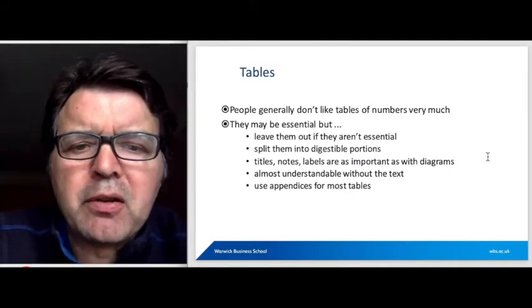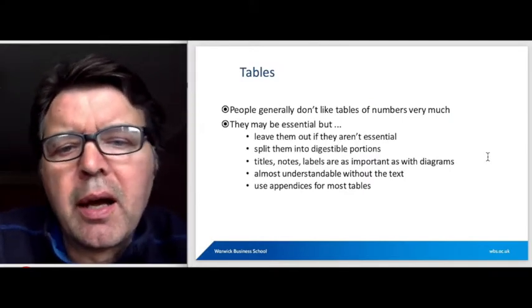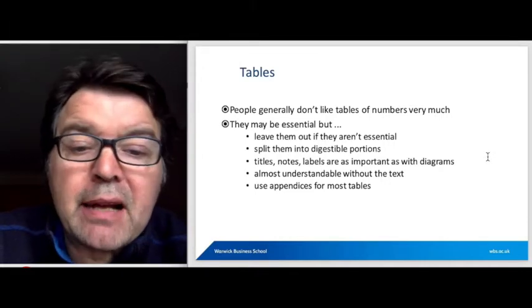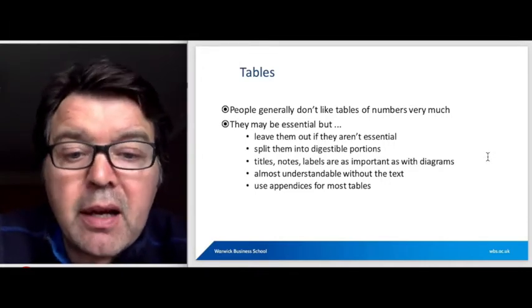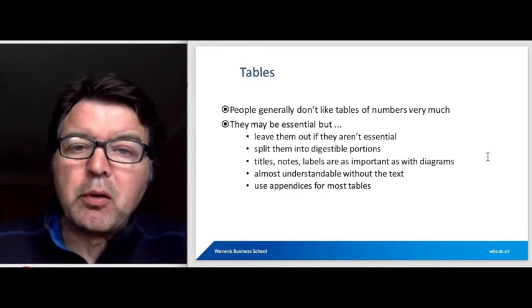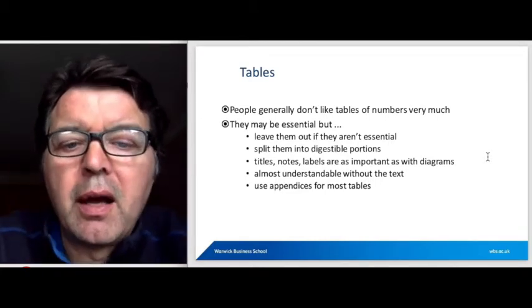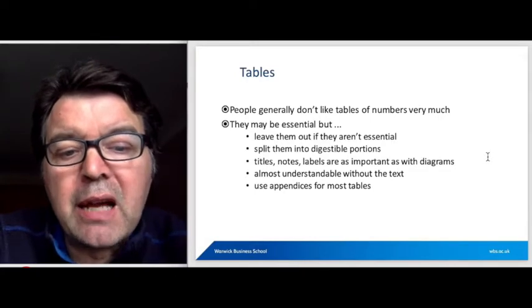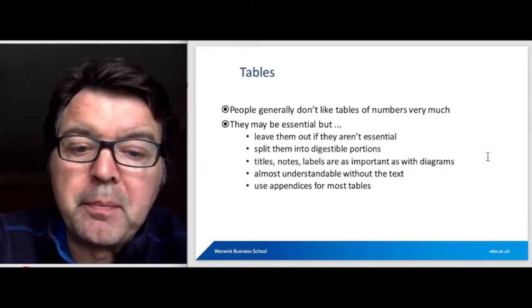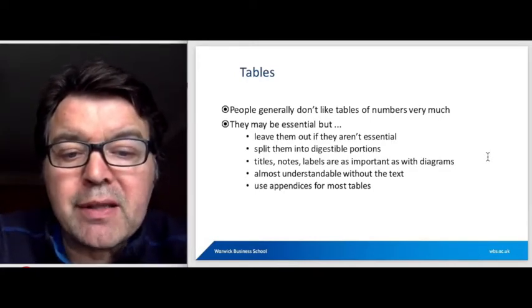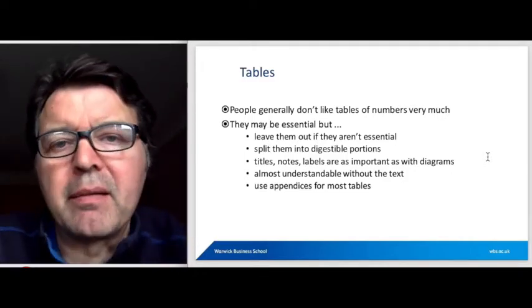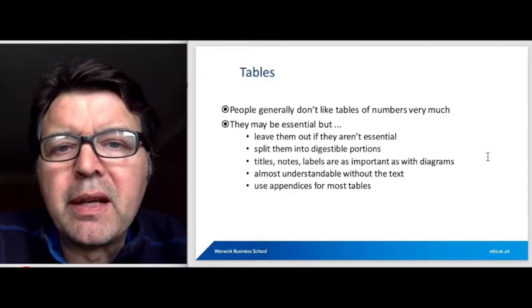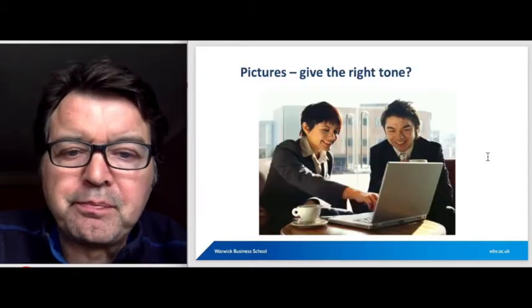Now, tables, people don't like tables much. They may be essential in a report or a presentation, but leave them out if they aren't. Split them into digestible portions. Keep them small. Again, titles, notes, and labels are important. They must be understandable without text. But put tables in appendices if you can, because they normally don't help with the narrative.